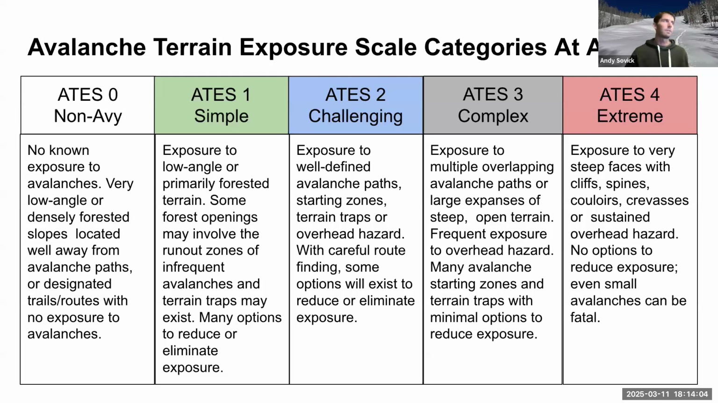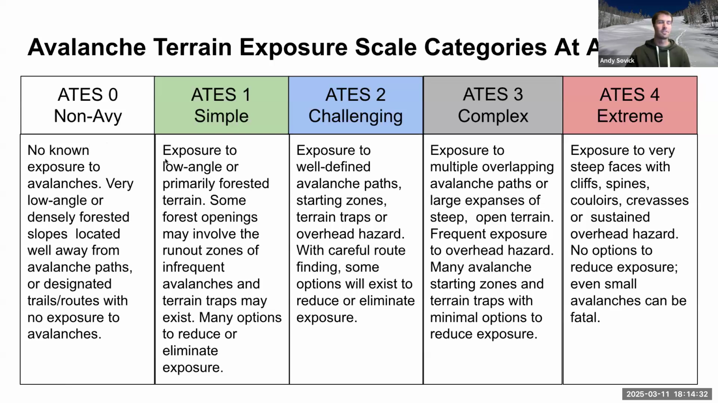Okay, let's start at the bottom. ATES 0, non-avalanche terrain. This is defined as no known exposure to avalanches. This is where we are putting a line in the sand and a stake and saying, you will not get in an avalanche in non-avi terrain. It's sometimes very easy. Downtown, most cities, you are in non-avalanche terrain.